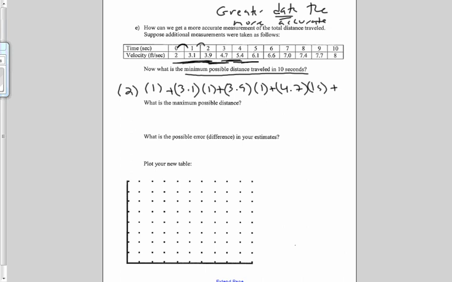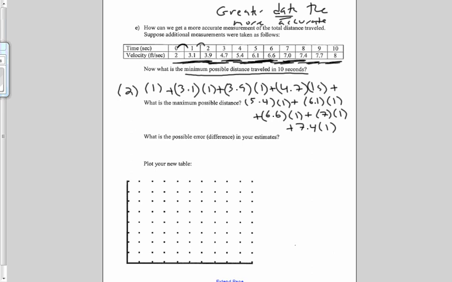Between 4 to 5, we're going 5.4 for 1 second. Between 5 and 6, we're going 6.1 for 1 second. Between 6 and 7, we're going 6.6 for 1 second. Between 7 and 8, we're going 7 for 1 second. Again, this is the minimum possible distance, so I'm choosing the smallest velocities in those intervals. From 8 to 9, we're going 7.4 for 1 second, and from 9 to 10, we're going 7.7 for 1 second.